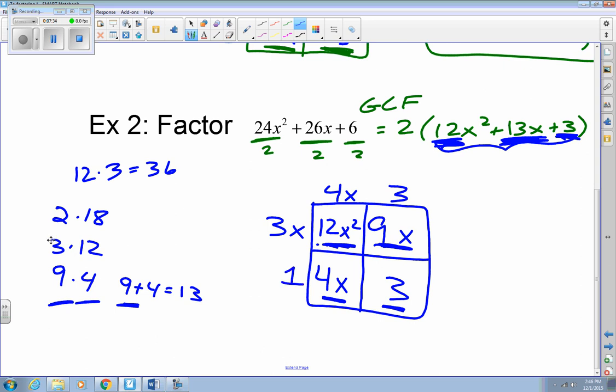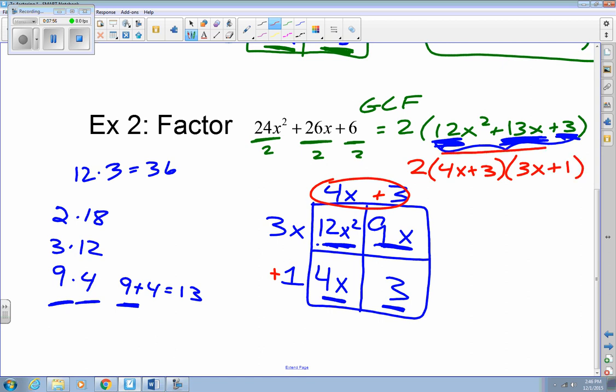So in the end, rewrite this up here. Don't forget your greatest common factor of 2. And then on the outside we have 4x and 3 is positive, so 4x plus 3. And 3x, 1's positive, so 3x plus 1. And there are the factors. Come to class with some questions. The last example here, example 2, we'll make that your quiz.